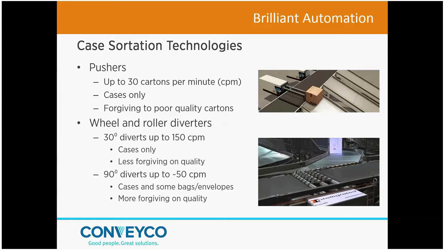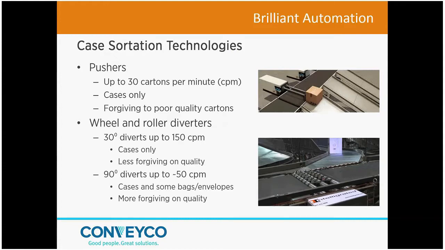Speaking of steering it off, wheel and roller diverters. Wheel diverters, that's how they work. They pop up either at 30 or 20 degrees, and they steer the product off of the sorter. They can only handle cases. They are not very good at handling cases that do not have firm and flat bottoms. They're not great at high speeds at handling unevenly weighted cartons.